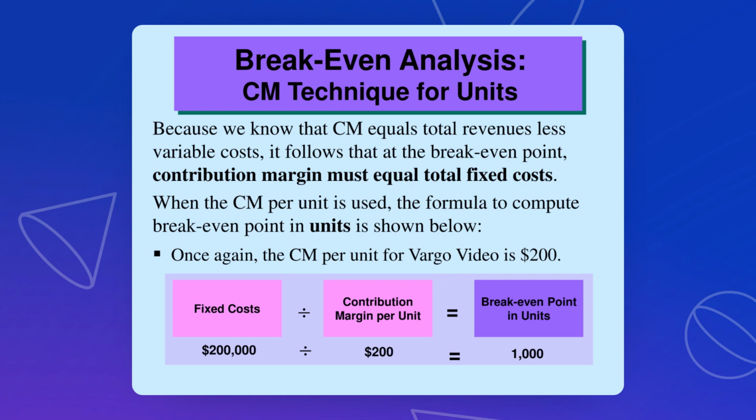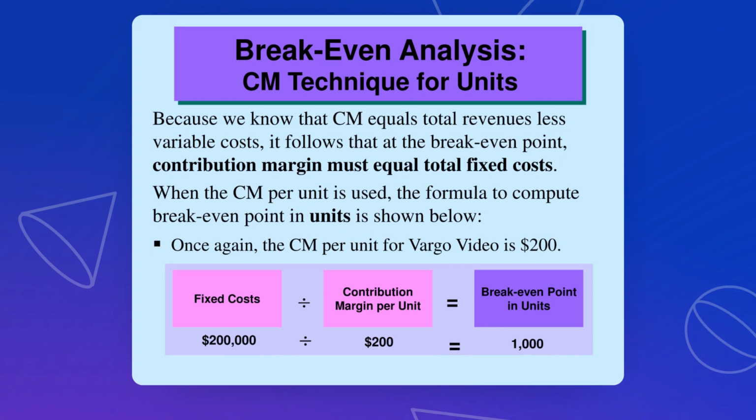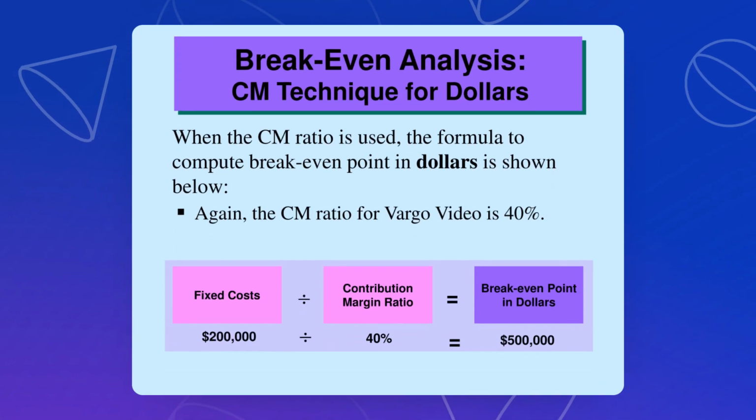Fixed cost divided by CM per unit. And the answer here is also 1,000. Same lang. Also, in terms of percentage, the formula here is fixed cost divided by contribution margin ratio, which is 200,000 divided by 40%. And the answer here is 500,000. So, same lang kanina that you have a 500,000.